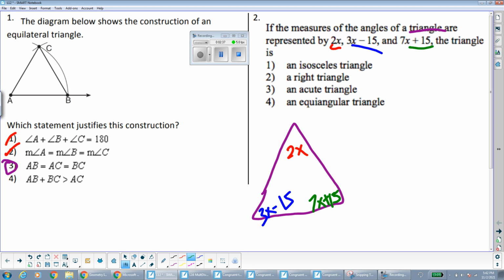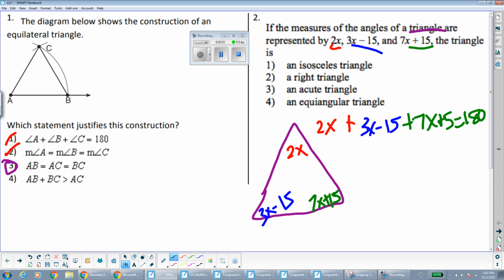Whenever we have a triangle, all 3 of the angles always add up to 180 degrees. So I'm going to make an equation that says the red angle plus the blue angle plus the green angle is equal to 180 degrees when you add them all together. Now let's solve the equation.